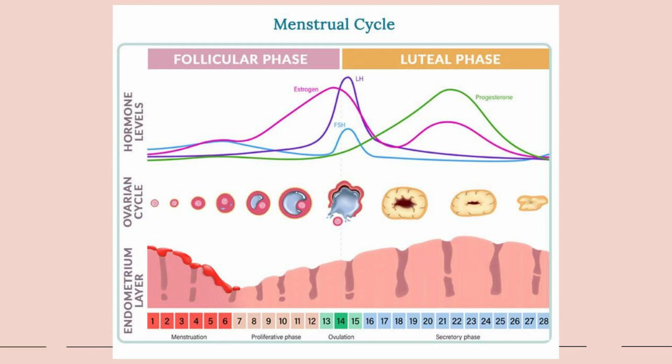The luteal phase occurs between days 15 and 28. After ovulation, the empty follicle transforms into a structure called the corpus luteum, which secretes progesterone and estrogen. These hormones prepare the endometrium for possible implantation of the fertilized egg. If there is no fertilization, the corpus luteum degenerates and hormonal levels fall, starting a new menstrual cycle.